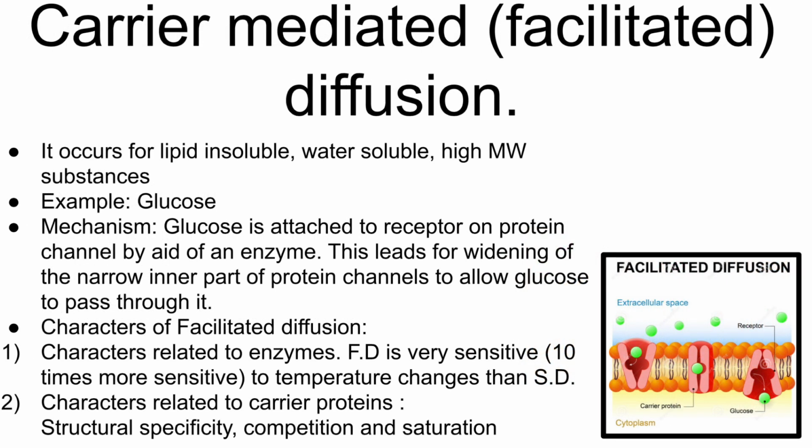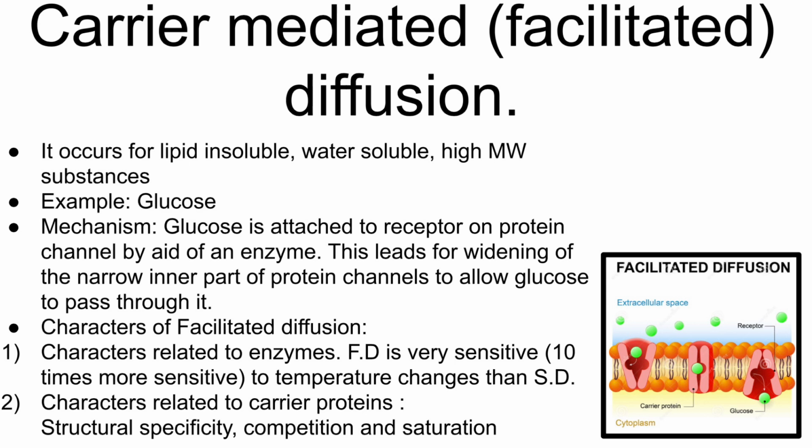The second type of diffusion is the carrier-mediated or facilitated diffusion. Glucose is essential for cell survival, yet it can't diffuse through the lipid bilayer because it is lipid insoluble, or via protein channels because of its high molecular weight of 180. So, diffusion of glucose is facilitated by carrier proteins. This is why this type of diffusion is called facilitated or carrier-mediated diffusion.